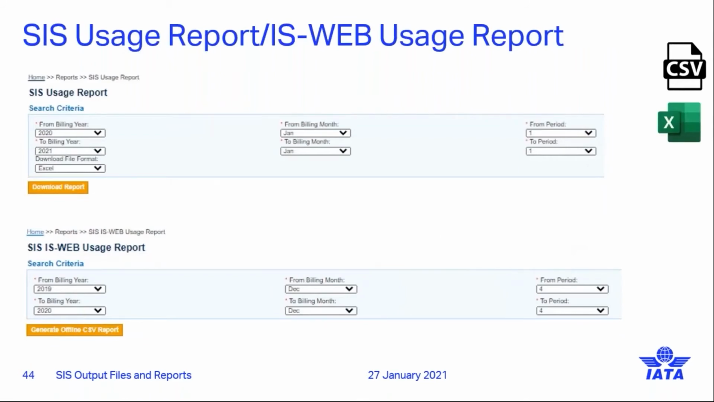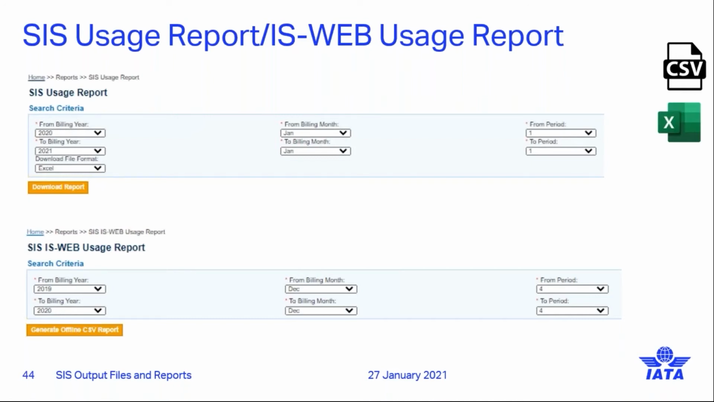Continuing on to the next report, we look at the SIS usage report and the IS web usage report. We've gone over this in a previous webinar, but as a refresher, here you're able to check the number of transactions submitted, and you can reconcile invoices for fees. For those who have questions on the pricing schedule and their usage of SIS, they can use this function to reference their own usage.